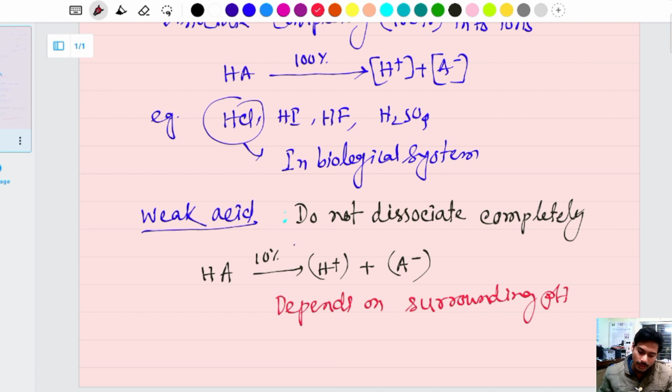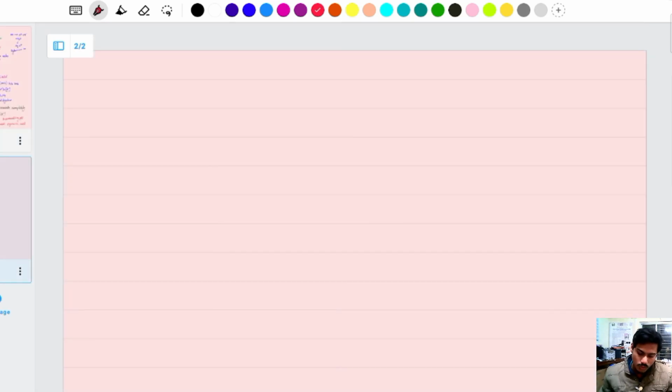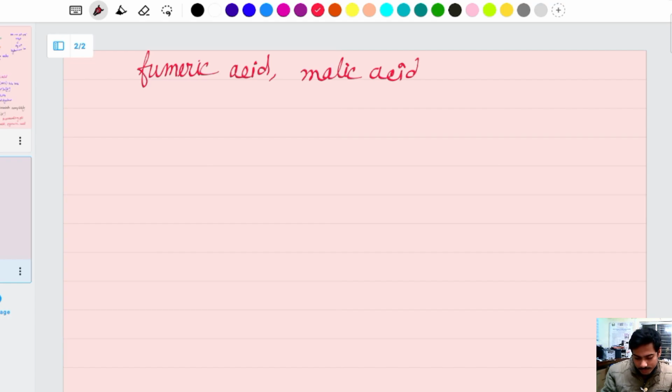So what will be the example? The examples are the organic acids, like lactic acid, pyruvic acid, along with fumaric acid, glutamic acid, and malic acid. So these acids are called the weak acids.